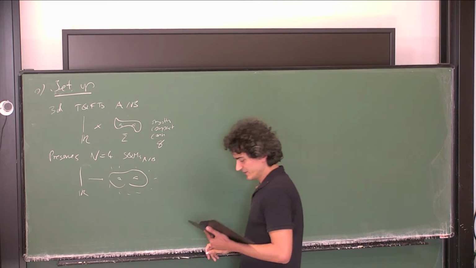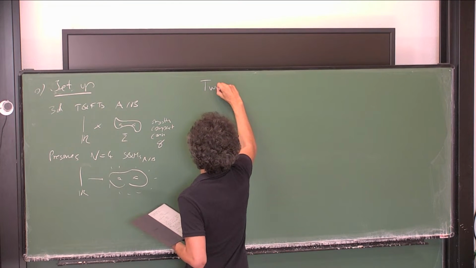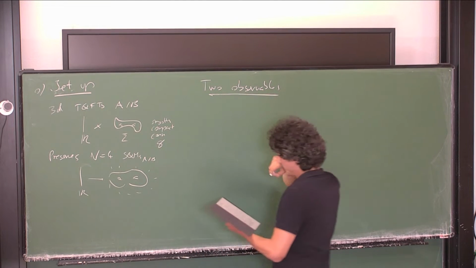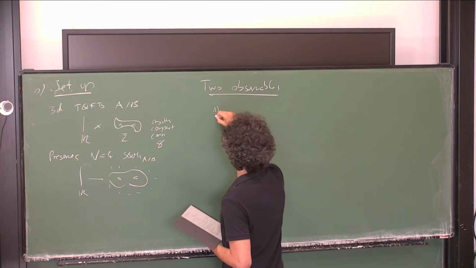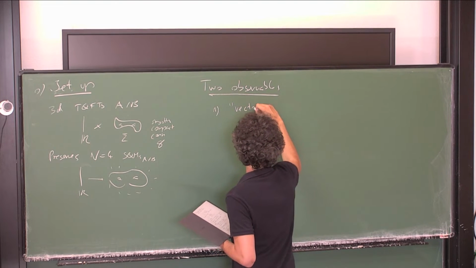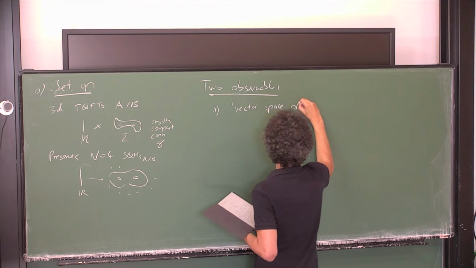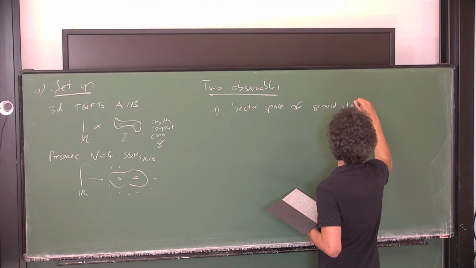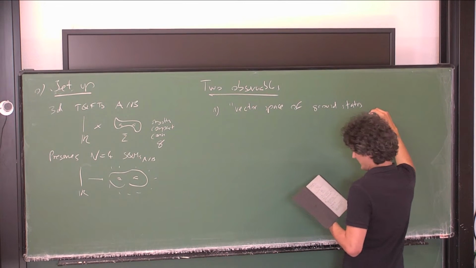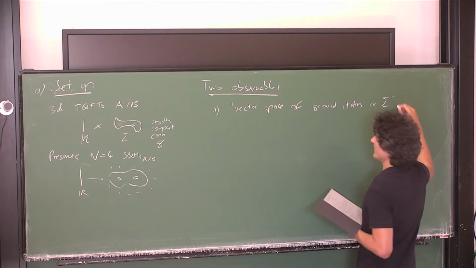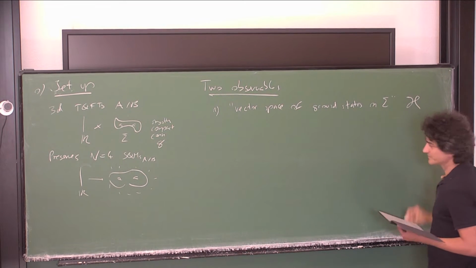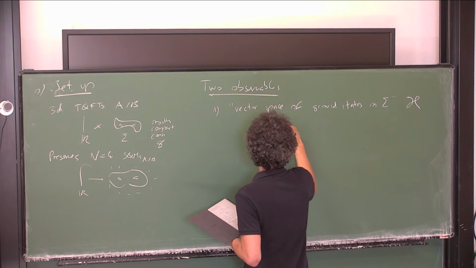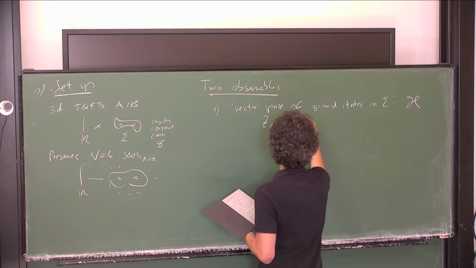What I'm going to be interested in is, in particular, two observables. So one is the vector space of ground states on sigma. I'm going to call this H, and you can think about this as what the TQFT assigns to the Riemann surface.